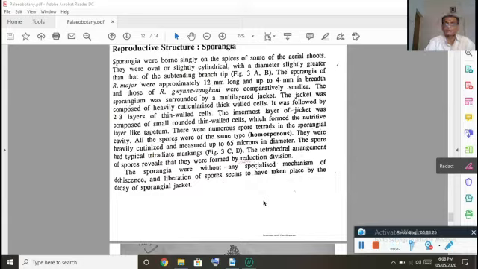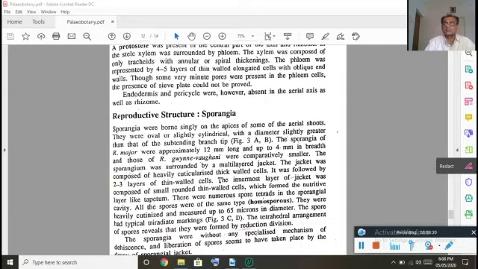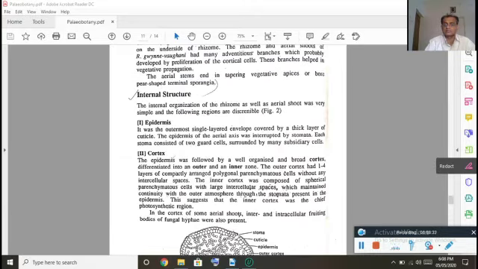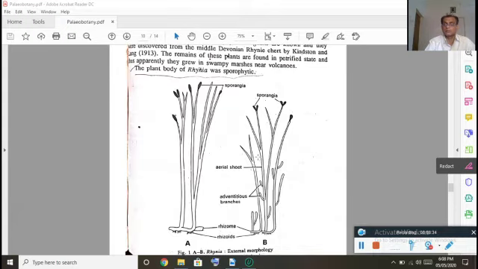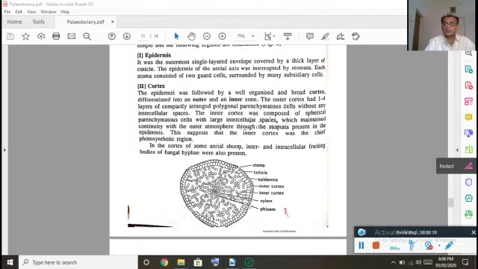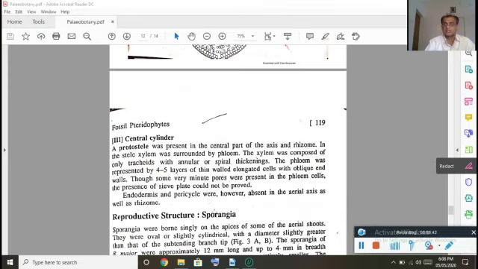Students, if the question is asked for 10 marks, you have to write both external morphology and TS of stem, as I said now, this one and this one. If the Rhynia stem is asked for 5 marks, then you have to draw only this diagram and explain only epidermis, cortex and central cylinder.